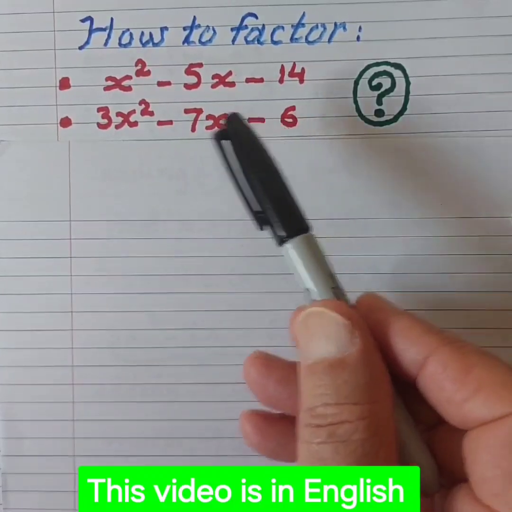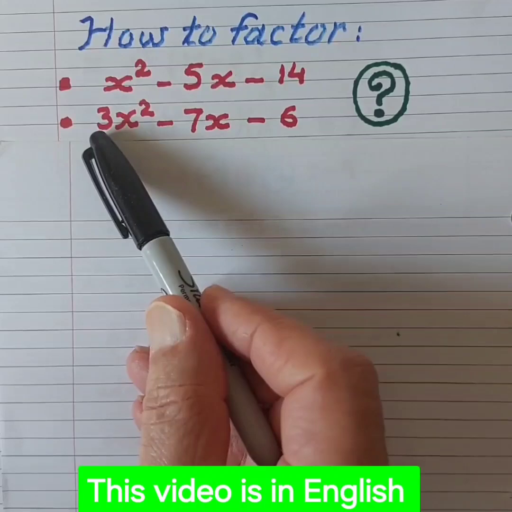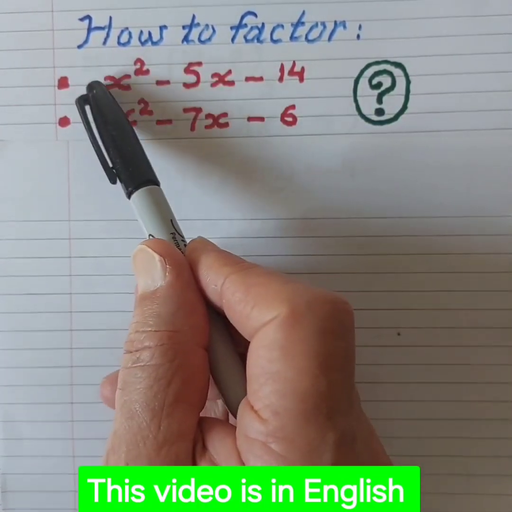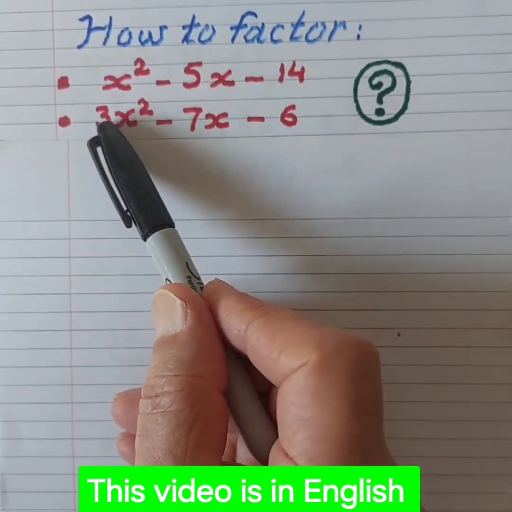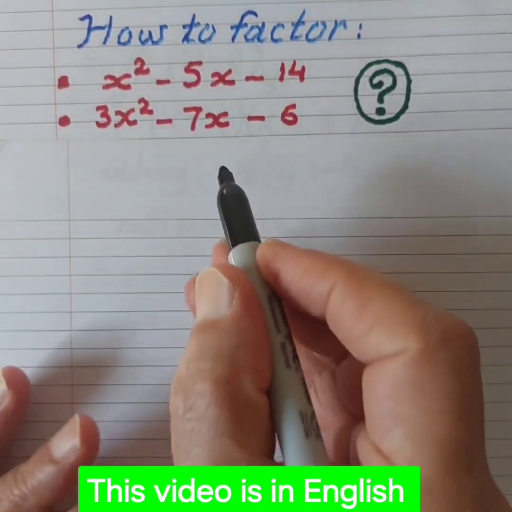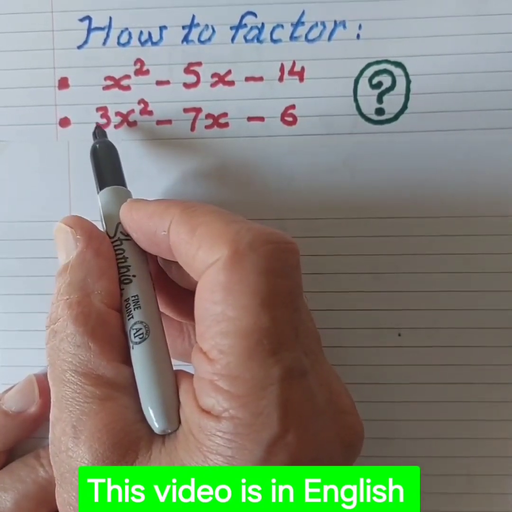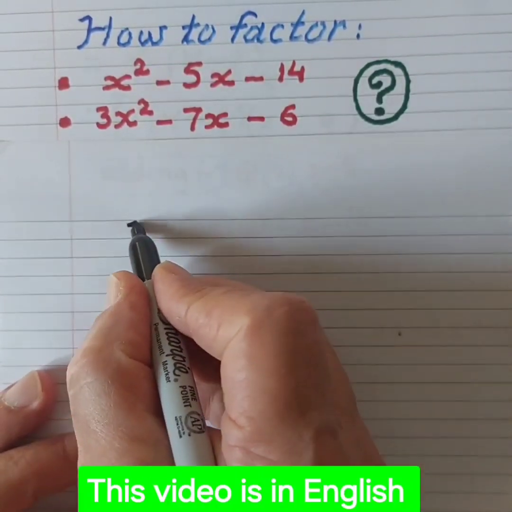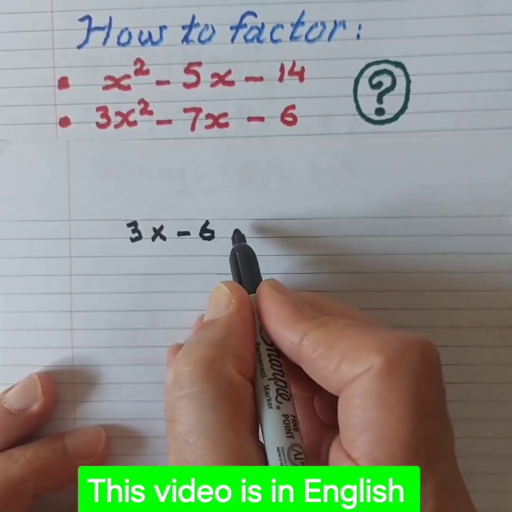This one. In this trinomial, the coefficient of x squared is 3, which is different from the first case. In the first case the coefficient of x squared is 1. So what will we do in this case? A little bit different thinking. We take the result of multiplying 3 by minus 6. So 3 times minus 6 will give me minus 18.